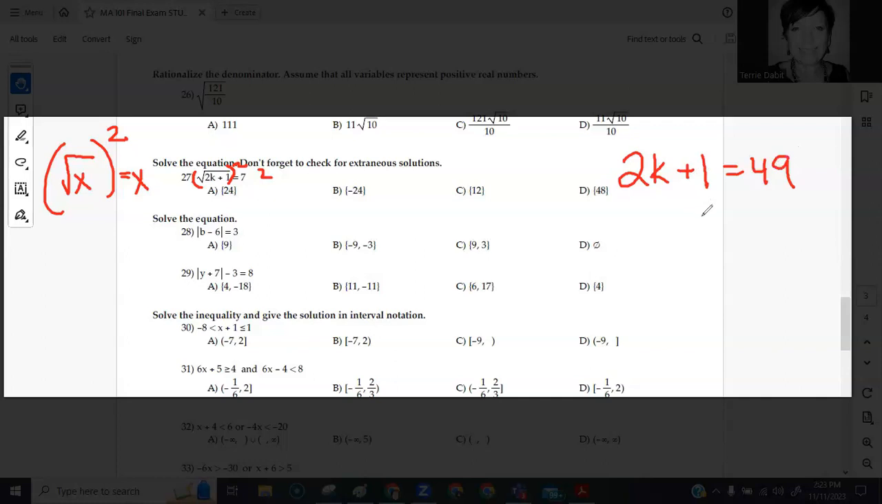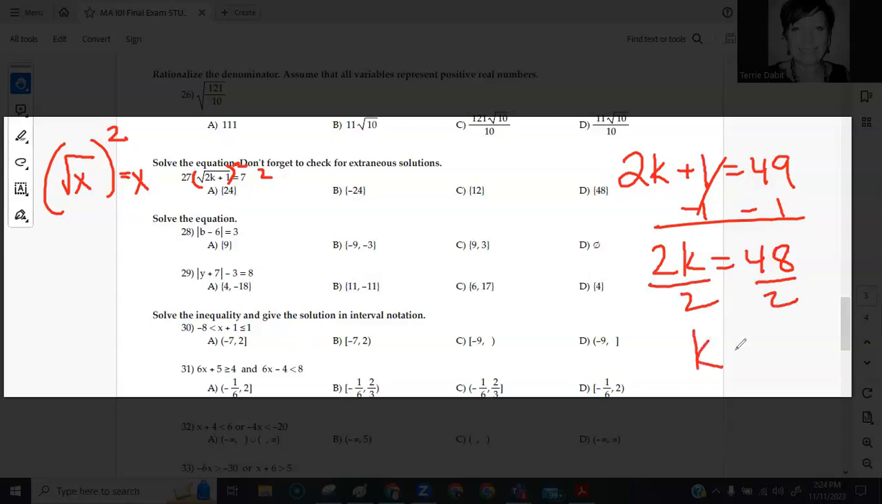And then I just have a two-step equation. I'm going to do minus 1 on both sides. So 2x is equal to 48. Divide by 2. And I will be left with x is equal to 24.